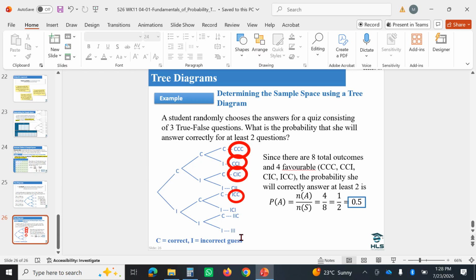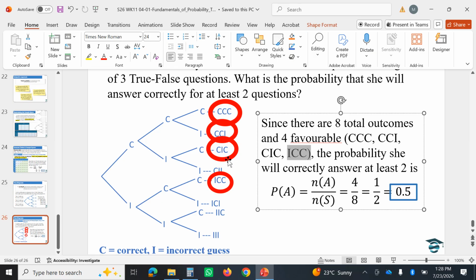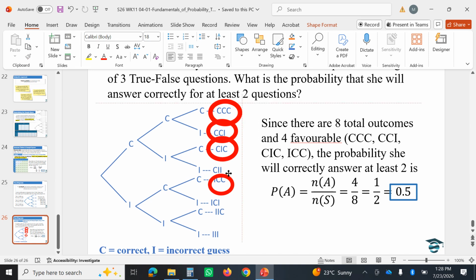So this one here, I'm just going to zoom in a bit. This one, 3 incorrect answers, no good. This one here, 2 incorrect answers, no good. 2 incorrect answers, no good. Okay, so there's 1. ICC, right there. Here's 2 correct answers. CIC, correct, incorrect, correct. We skipped over this one here, correct, incorrect, incorrect. So that's 2 incorrect answers. We don't want that one.